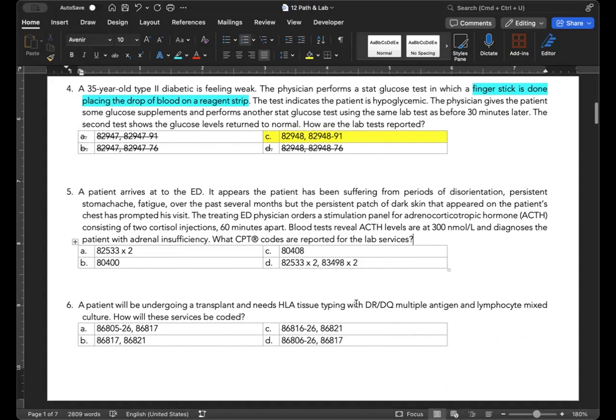Okay. Number 5, patient arrives at the ED and it appears that the patient has been suffering from periods of disorientation, persistent stomachache, fatigue over the last several months, but the persistent patch of dark skin that appeared on the patient's chest has prompted his visit. The treating ED physician orders a stimulation panel for ACTH, consisting of 2 cortisol injections, 60 minutes apart. The blood tests reveal ACTH levels are at 300 mmol, and they diagnose the patient with adrenal insufficiency.